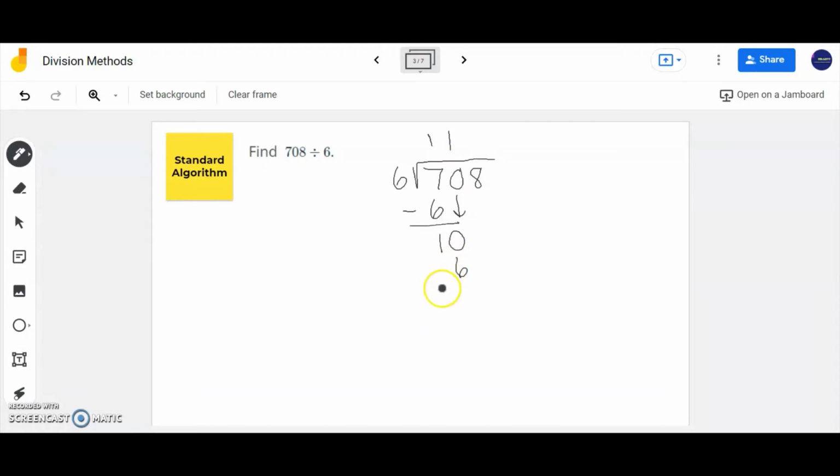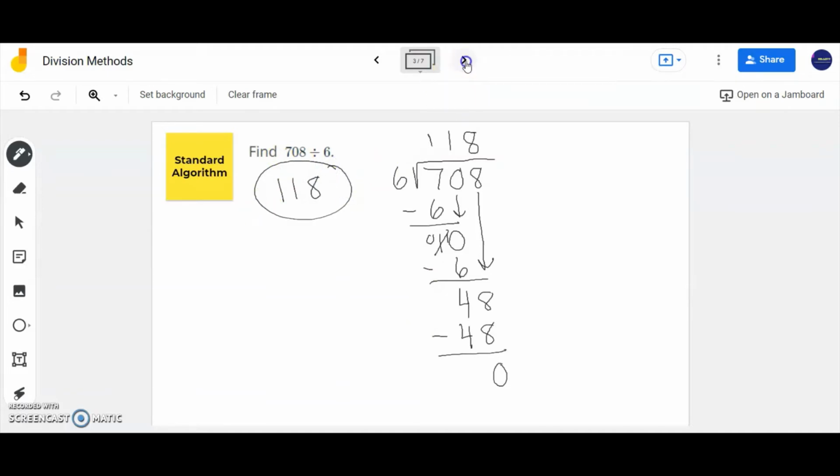Now 12, 6 times 2 is 12, but that's too big. So now I have 10 minus 6, which you might know is 4. You can also borrow here if needed. 10 minus 6 is 4. Now I bring down my 8. 6 times what number gets me close to or exactly to 48? Well, in fact, 6 times 8 is 48, and this is great. That means we're also going to have no remainder. So my quotient here would be 118.